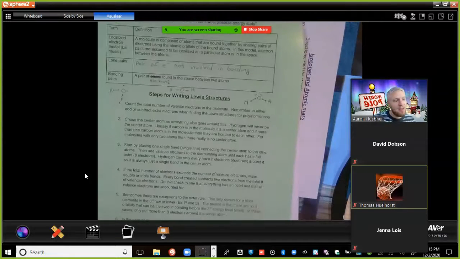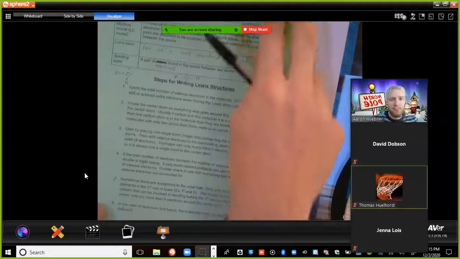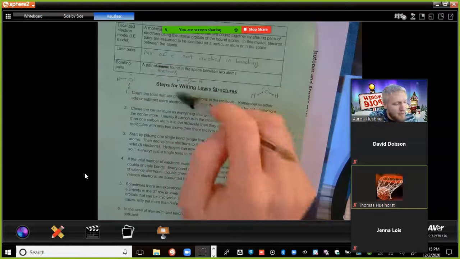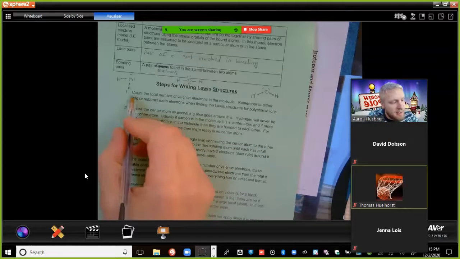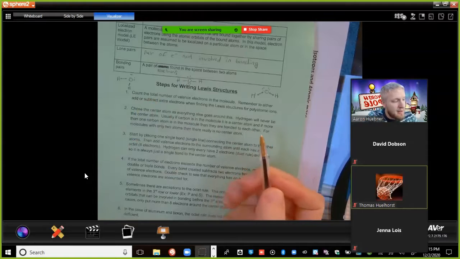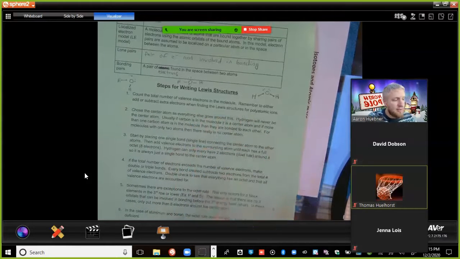Here's a bunch of steps. You'll catch on, it's a process. I'll just speak the steps as we do examples. It says count the number of valence electrons in the molecule. Remember to either add or subtract extra electrons when finding the Lewis structures.